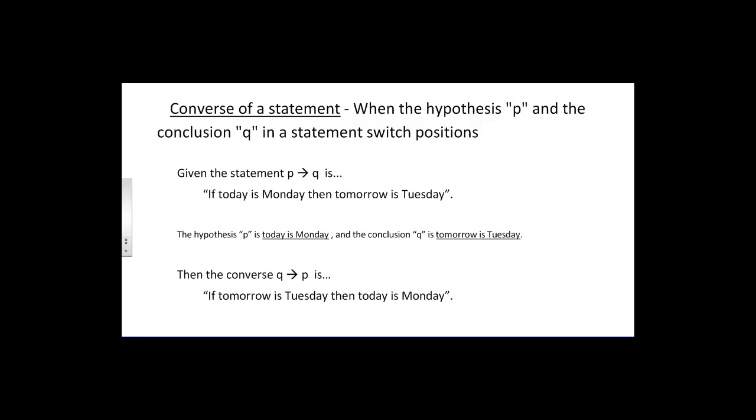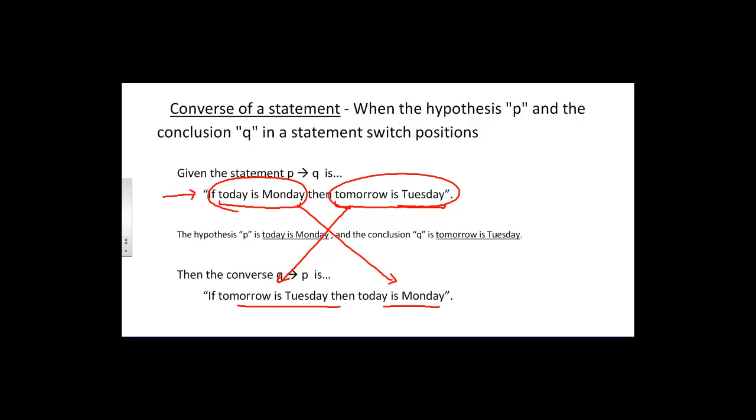My example here is the statement, if today is Monday, then tomorrow is Tuesday. The hypothesis is the if portion, that's today is Monday. The conclusion is the then portion, tomorrow is Tuesday. When I'm writing the converse of a statement, I switch the hypothesis and conclusion. So the converse is, if tomorrow is Tuesday, then today is Monday. Notice how the part that was once the hypothesis is now my conclusion, and the part that was once the conclusion is now the hypothesis.